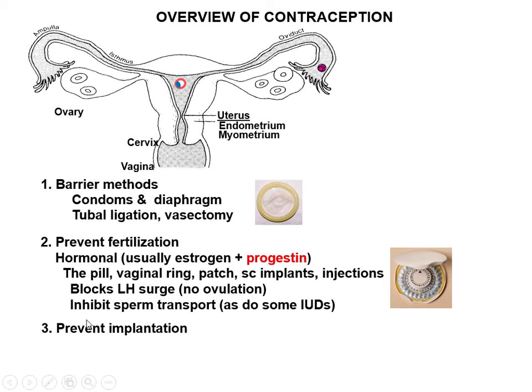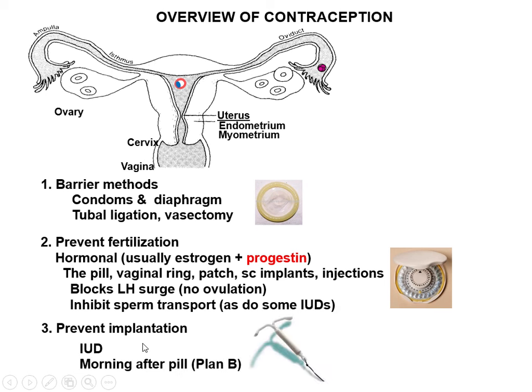But they also inhibit sperm transport. Again, remember I said that progesterone is going to decrease smooth muscle contractions and increase the viscosity of cervical mucus, and that's going to prevent sperm from getting up to the ovum. Some IUDs also inhibit sperm transport and actually contain spermicides.